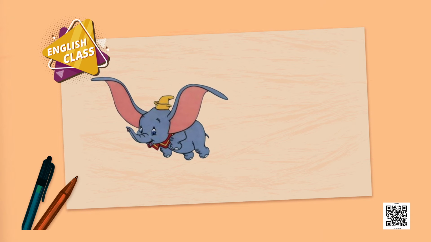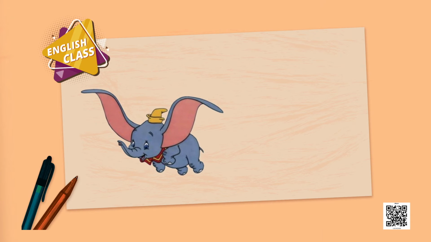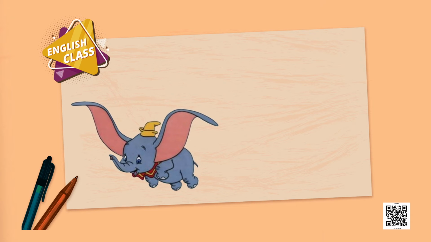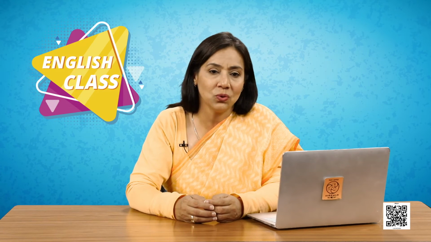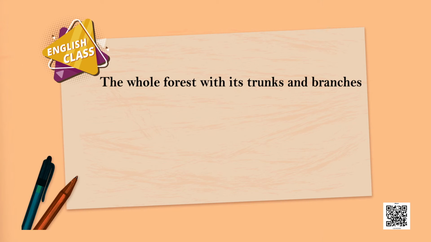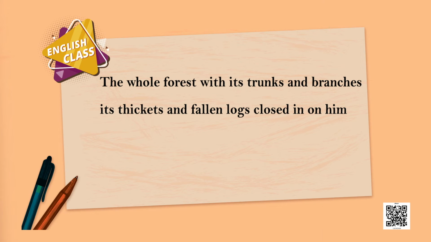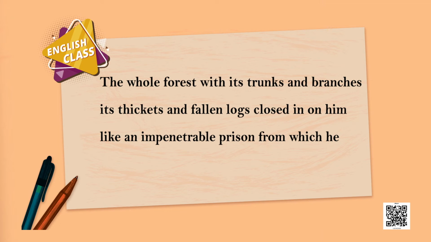And does this not give some people unusual pleasure? Well, from this you can easily make out that unwanted joy refers to unusual pleasure or happiness. Now look at the next sentence. The whole forest with its trunks and branches, its thickets and fallen logs closed in on him like an impenetrable prison from which he could never escape.